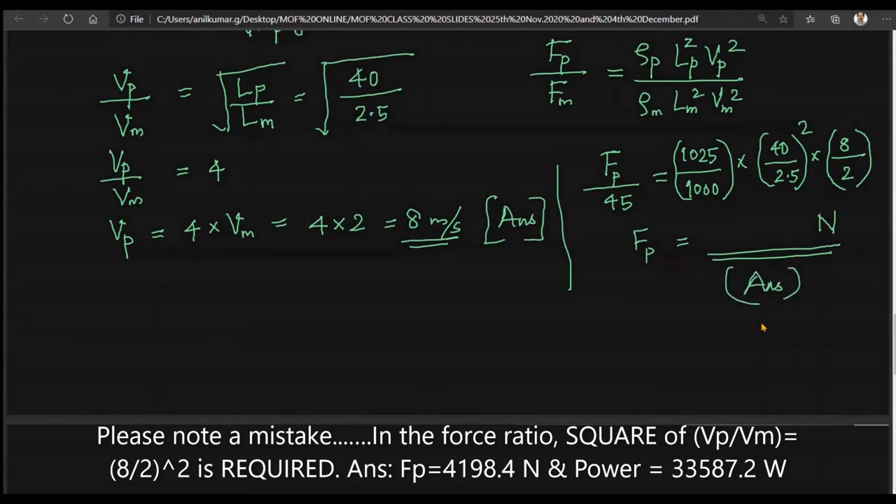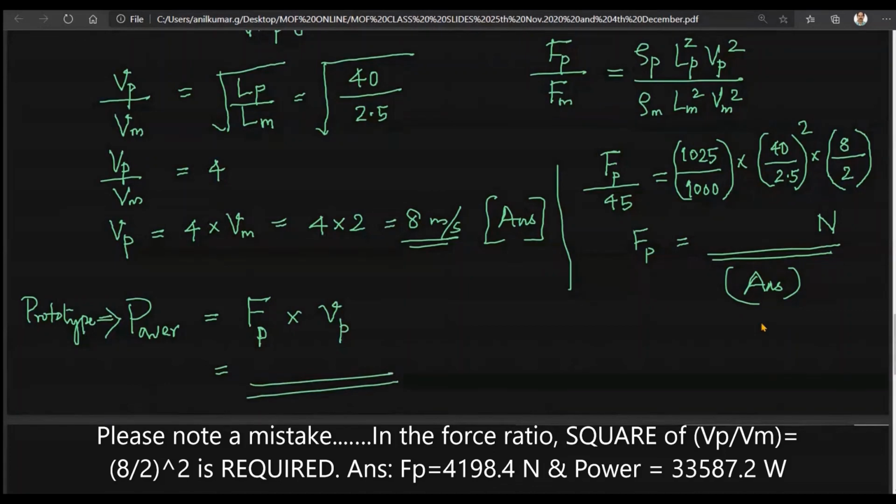And then finally you have the power required to drive. That is the force required to drive multiplied by the velocity. See the velocity here, we are talking about the prototype. The power required to drive is for the original ship. For the prototype, the force of drag, the force on the prototype, is Fp, so Fp into Vp. You can multiply over here and you will get the answer in watts, provided force is in Newton and velocity is in meter per second.